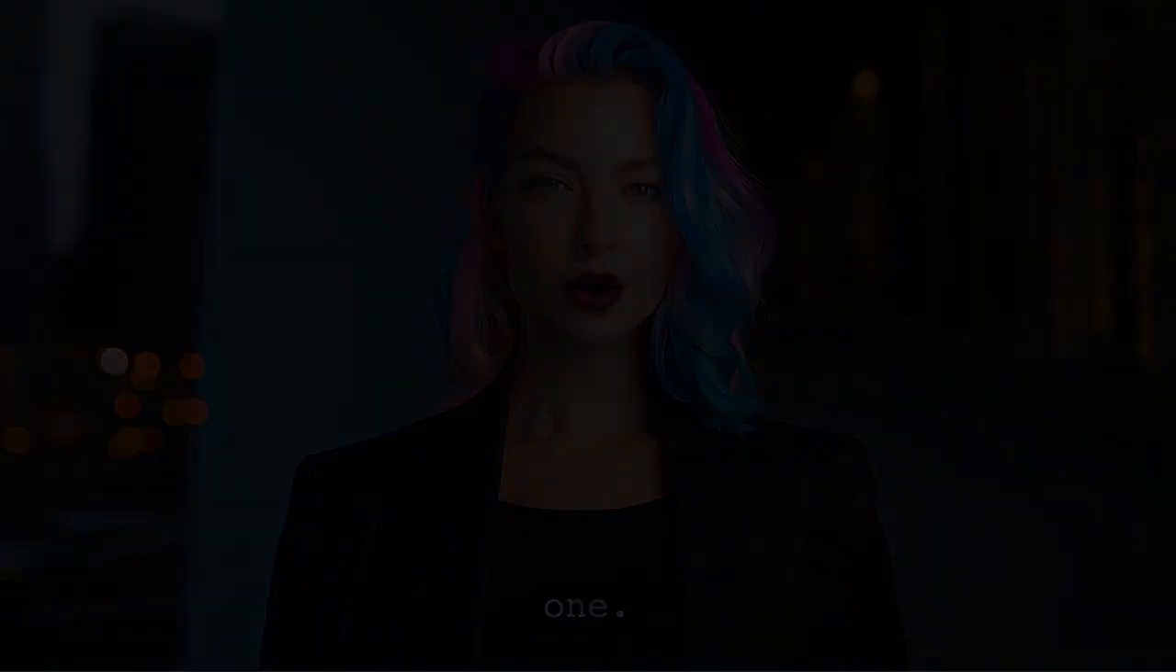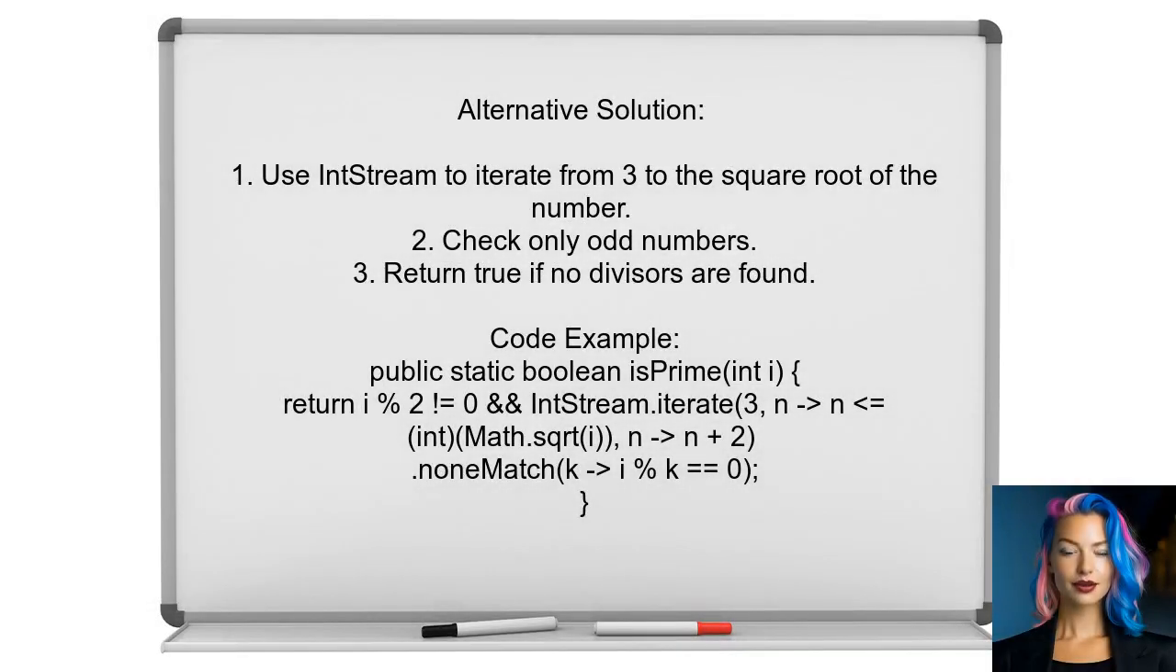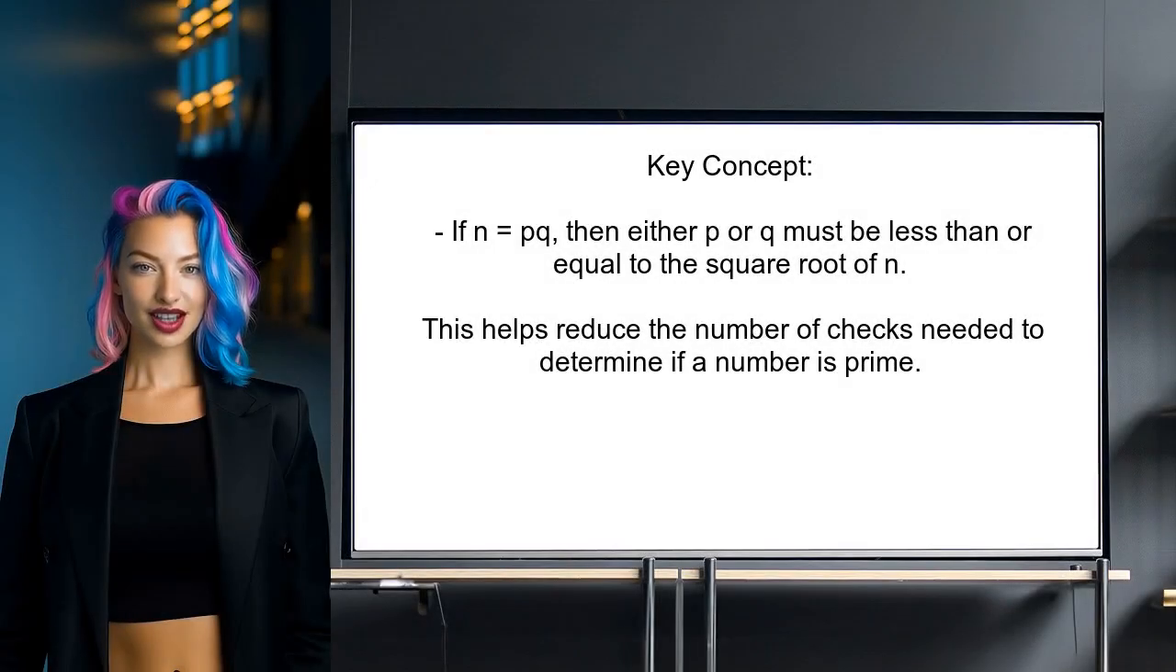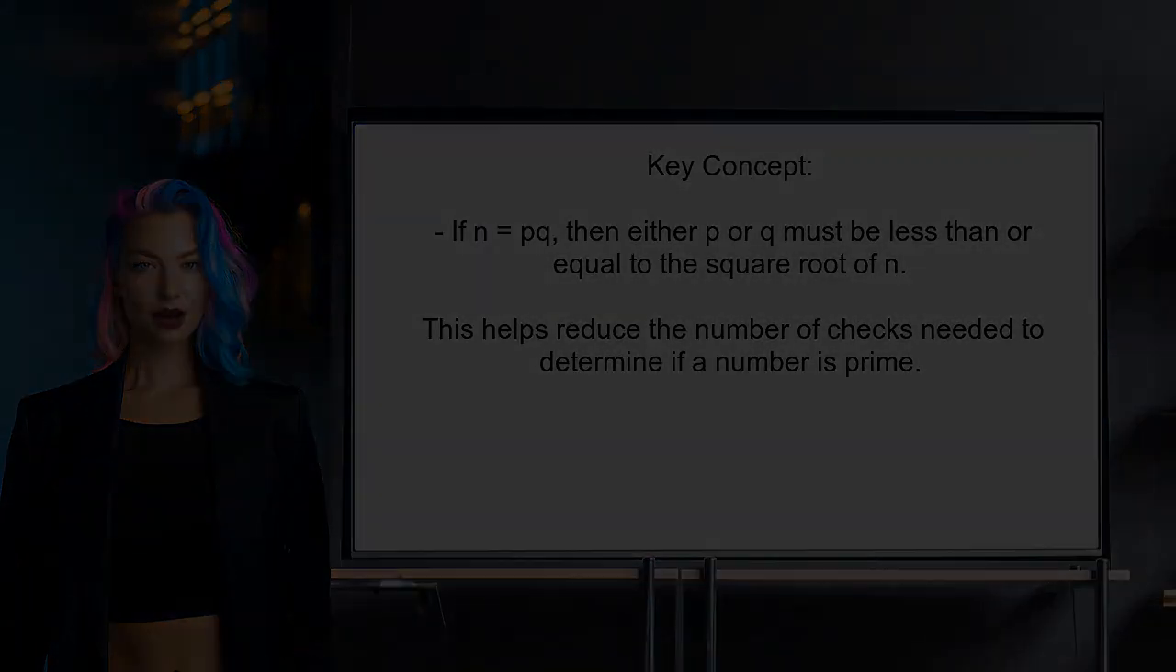Let's explore another one. An alternative approach to checking for prime numbers in Java 8 involves a more efficient method. This user suggests using the int stream to iterate through odd numbers starting from 3 up to the square root of the number. This way, we can skip even numbers entirely, as they are not prime, except for 2. The user explains that since 1 and 2 are already known primes, we start our checks at 3. The logic is based on the fact that if a number can be expressed as a product of 2 primes, at least one of them must be less than or equal to the square root of the number.